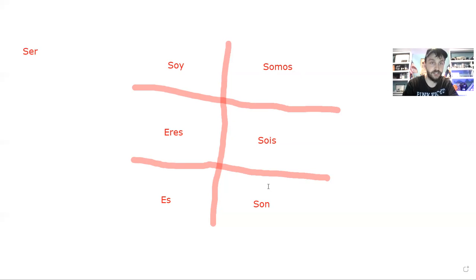This is just one of the basic verbs you could have, and I'm gonna clear this all. Shoot. How do I clear all drawings? There we go. Okay.